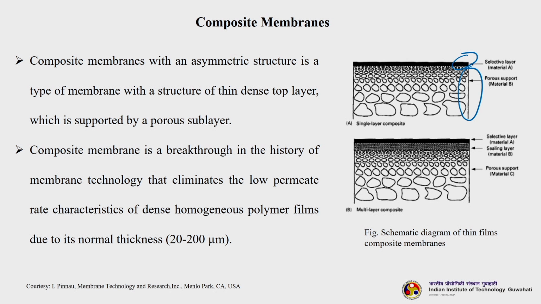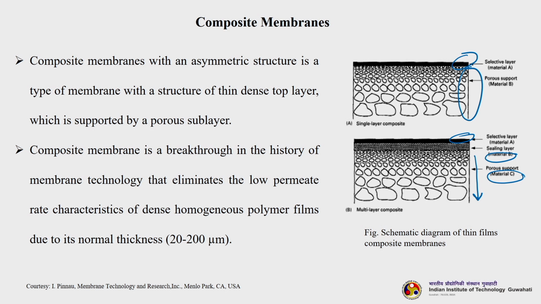But in a multi-layer composite, we have two distinct or even more porous structures which are supports, right. Here you can see that below the selective layer, which is doing the separation, this is the material B and this is the material C. There are two different porous layers. The material B pore size is smaller than that of material C. So, as we go down, the pore size of the support increases. So, this is a multi-layer composite.